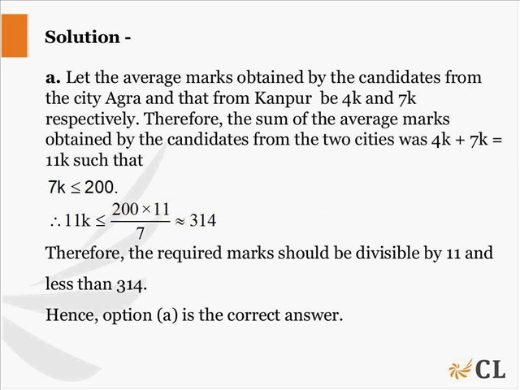Let the average marks for 4K, 7K, 11K... he has talked about the same thing. 7K is less than 200. That is also what I'm telling you, Omkar. And K is less than 200 by 7. 11K is less than this. This is 314 approximately.